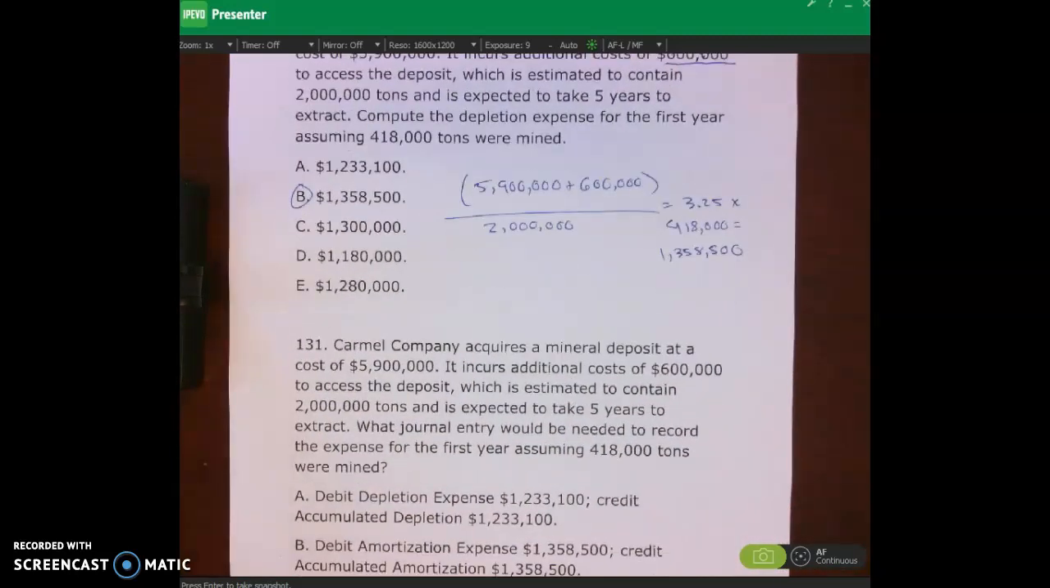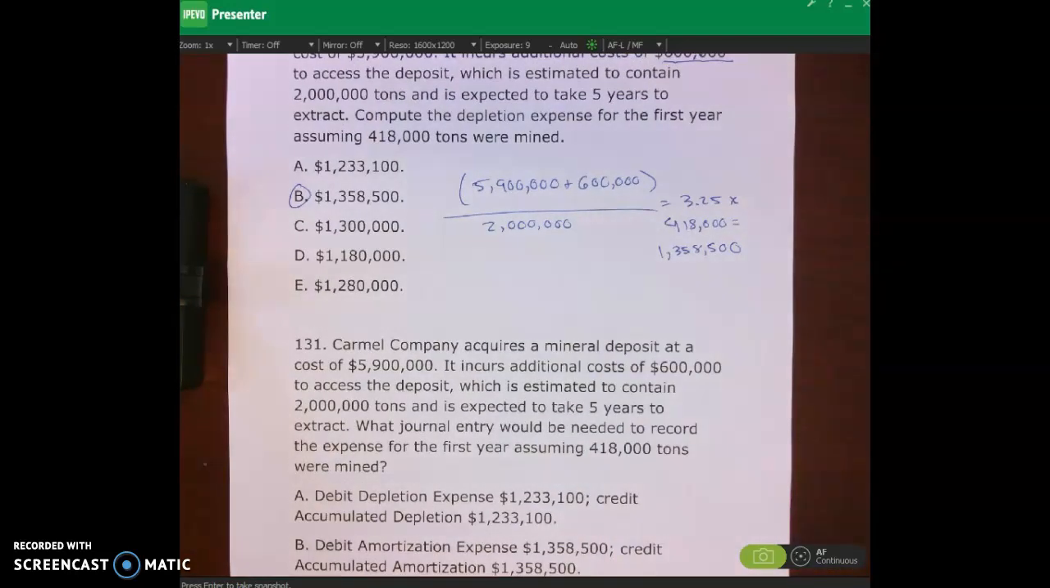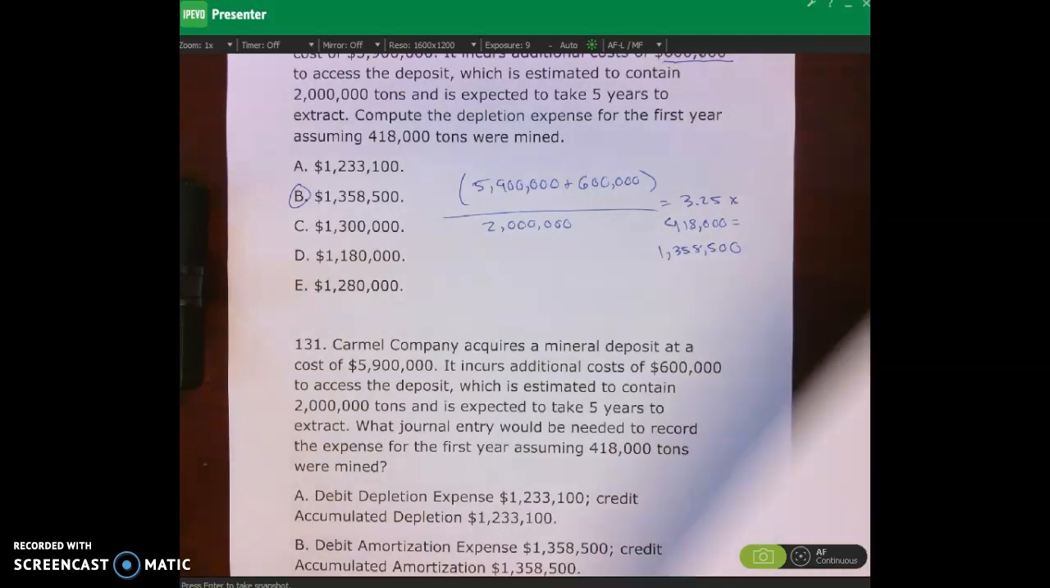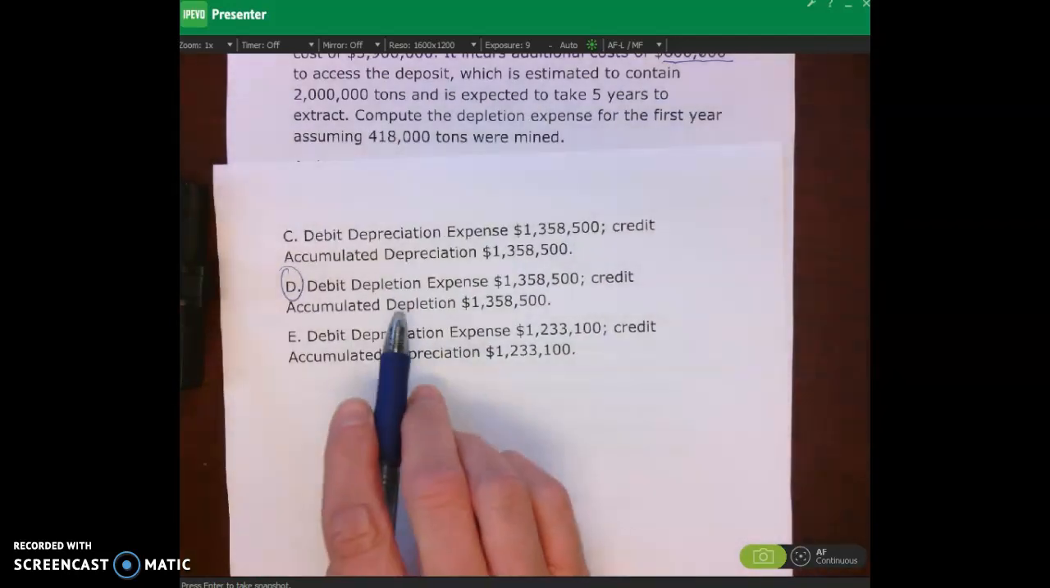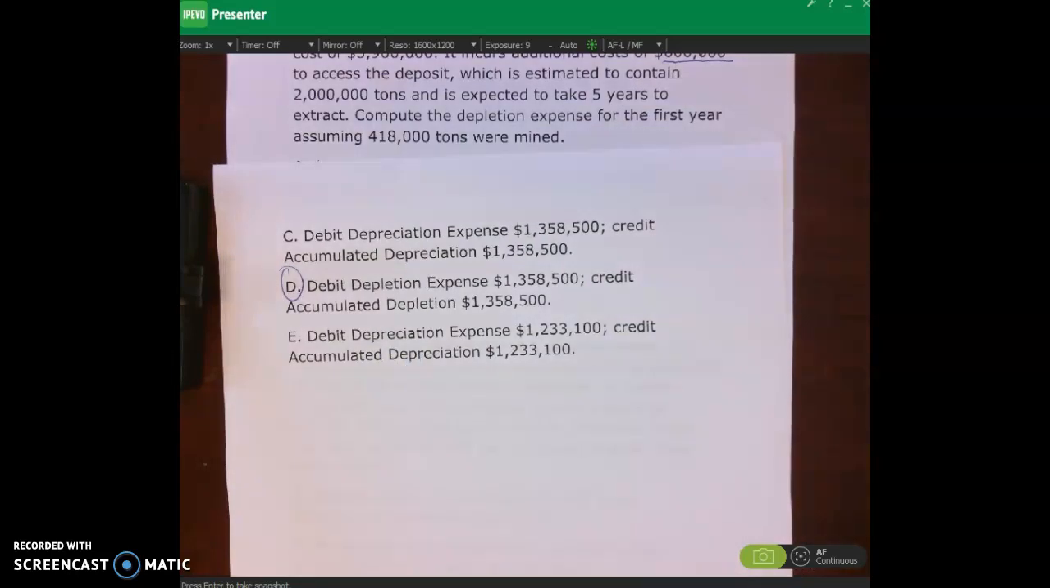And then number 131, it's the exact same problem. Keep in mind there is no salvage value for this. It's just asking you for the journal entry, and it's D, debit depletion expense, credit accumulated depletion. Okay, so I hope you got those right.